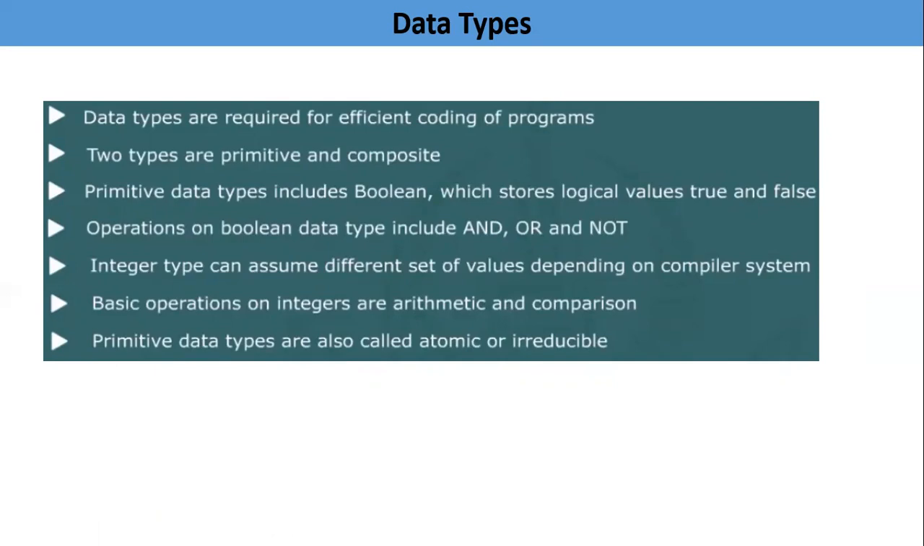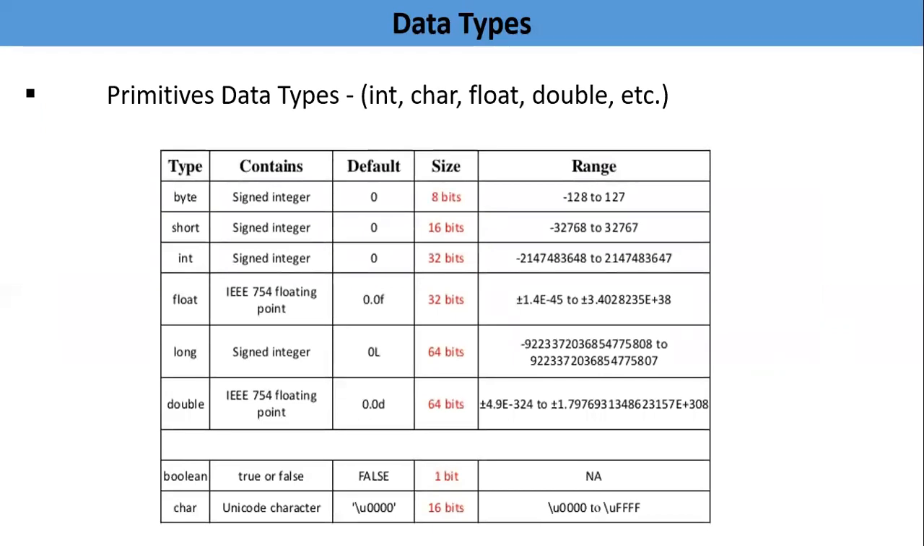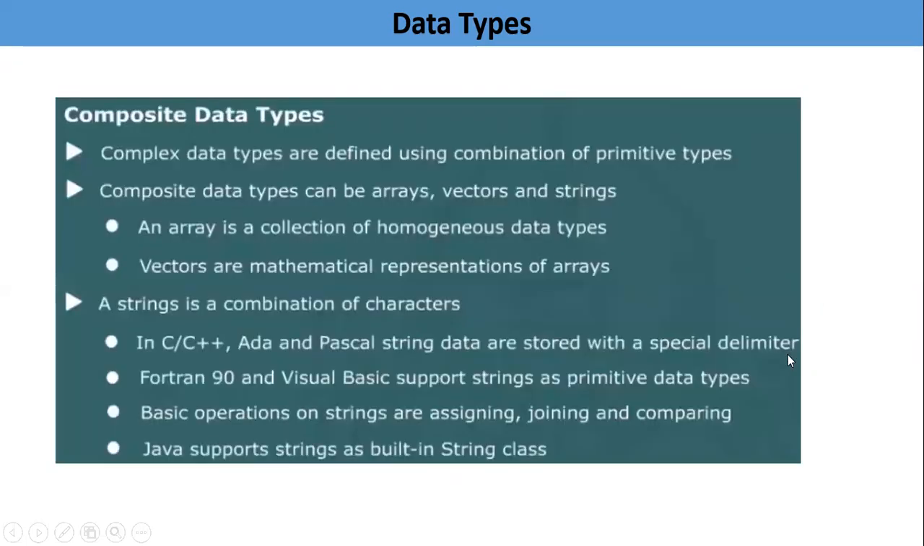Integer type can assume different sets of values depending upon the compiler system. Basic operations on integers are arithmetic and comparison. Primitive data types are also called atomic or irreducible data types. The primitive data types are int, float, double, etc. These are the byte, short, int, float, long, double, boolean, and character. So these are the default values, size, and the range of these data types.